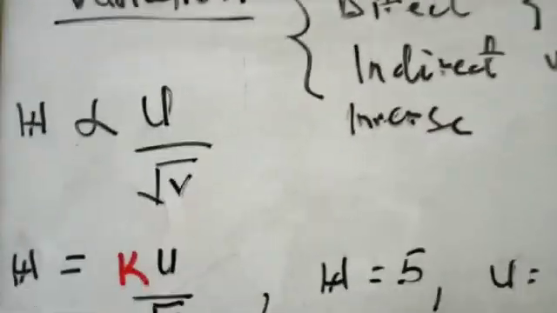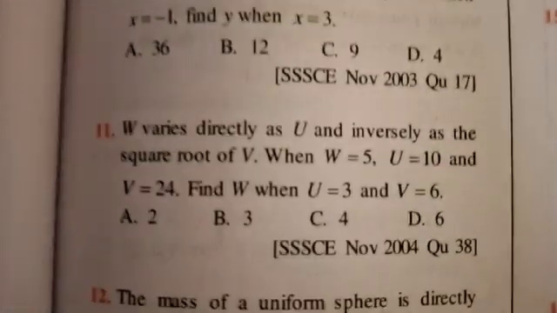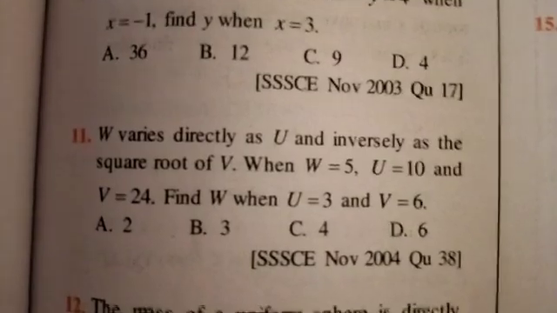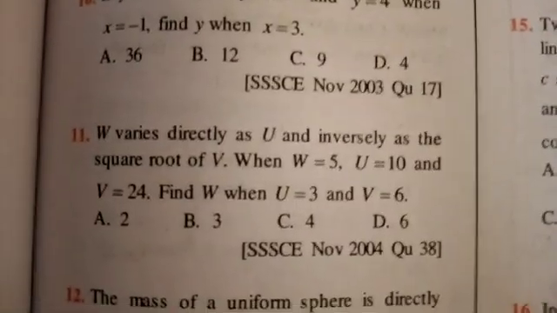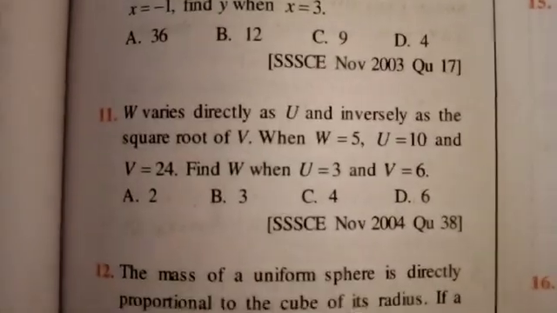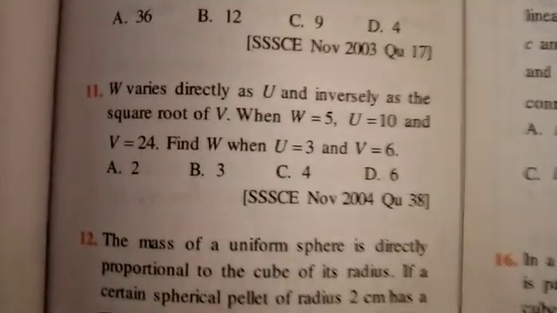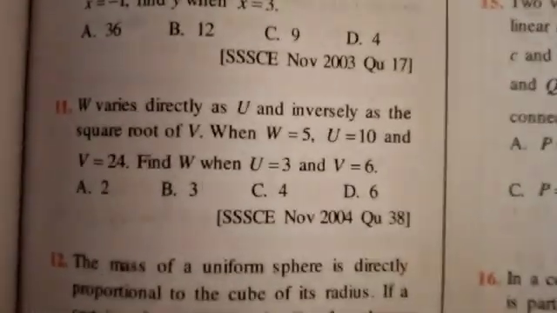Now let's check the question before we get to the solution. So here's the question. Question number 11, is that okay? Question number 11 says that W varies directly as U and inversely as the square root of V, when W is equal to 5, U is equal to 10, and V is equal to 24. And then the latter part says, find W when U is equal to 3 and V is equal to 6.